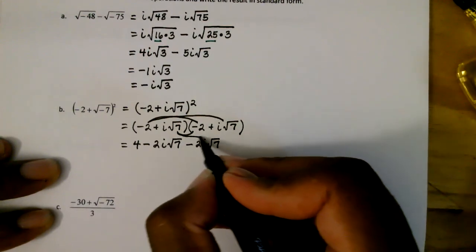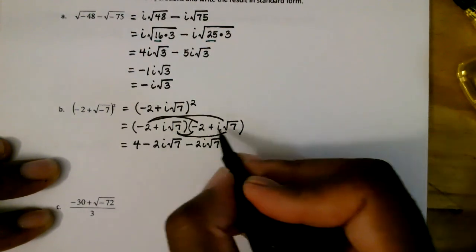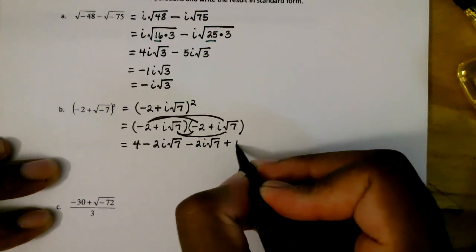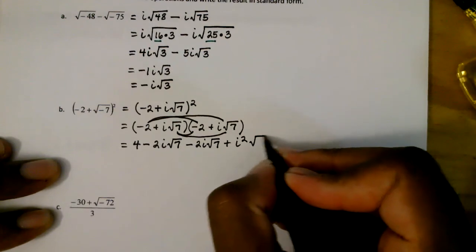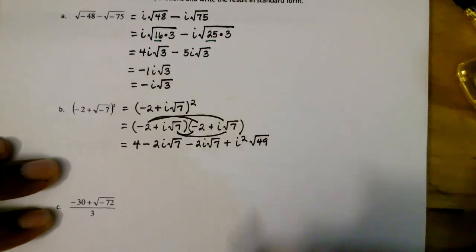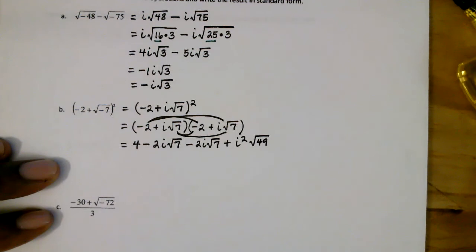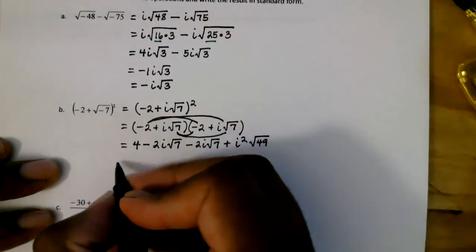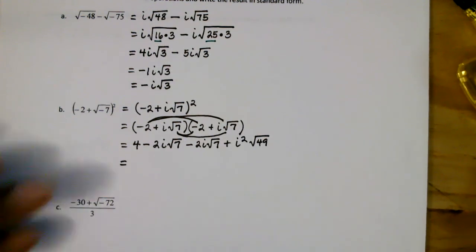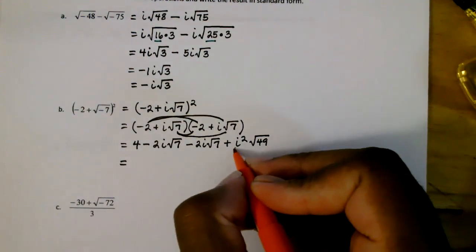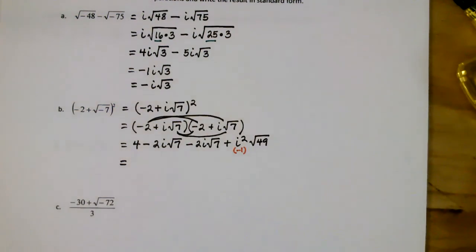And then the last times the last. Well, i times i will be a plus i squared. The square root of 7 times itself will be the square root of 49. All right, now that i squared, of course, will be negative 1. So I'm going to put negative 1 right here because that's what i squared is equal to. Keep in mind, any occurrences of i squared, you substitute it with negative 1.